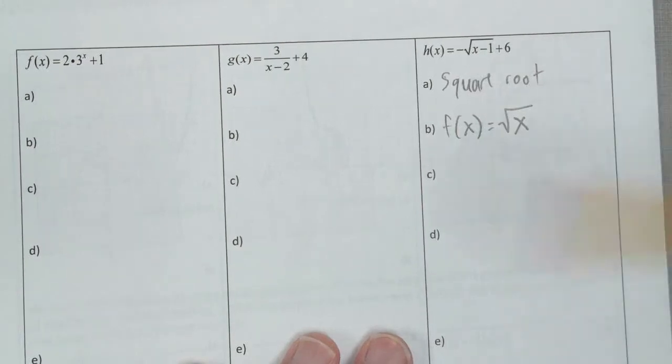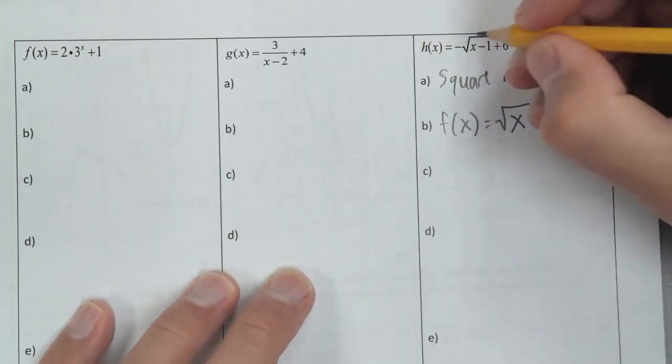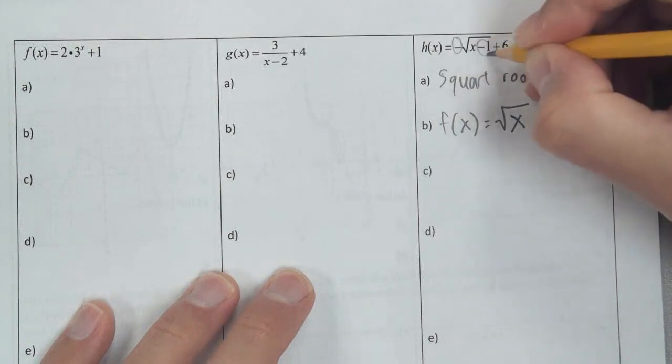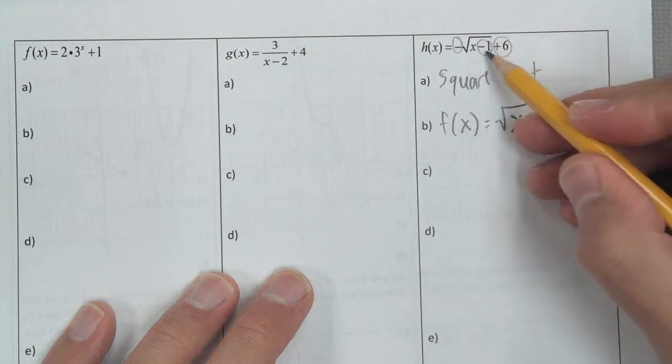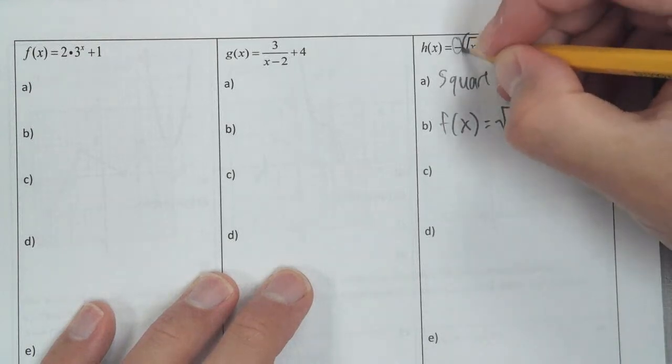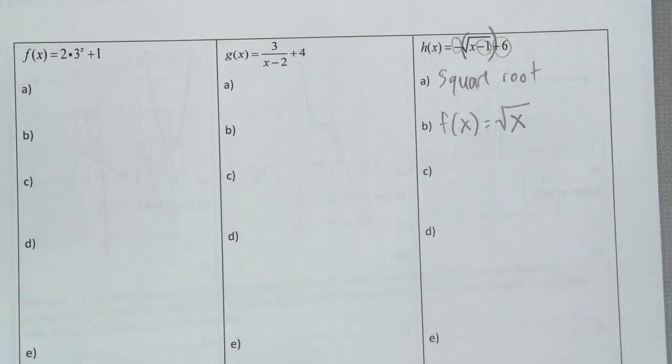C, talk about the transformations. Well, what's different from here to here? We've got the negative. We've got the -1 on the inside, and then we've got the +6 on the outside. Don't try to combine these. If it helps, put parentheses here. That tells you what's on the inside and what's on the outside of the operation. It is super important to think about it in those terms.